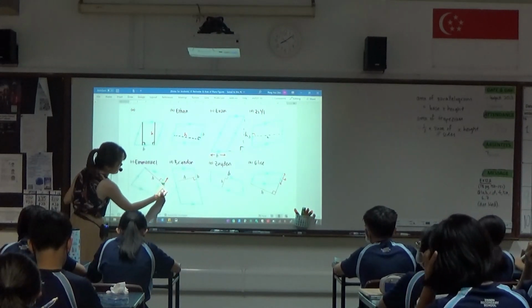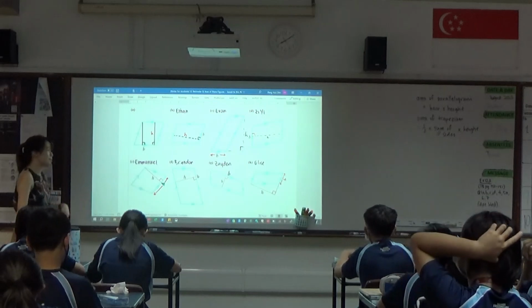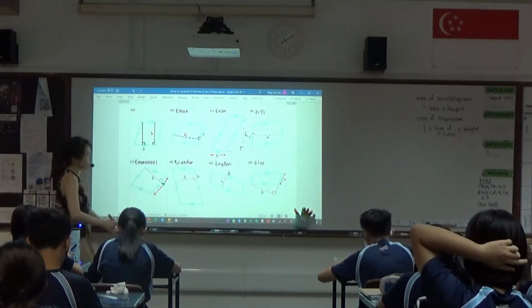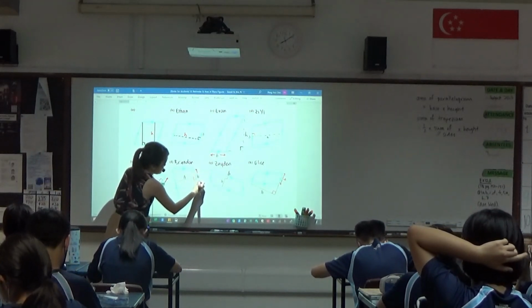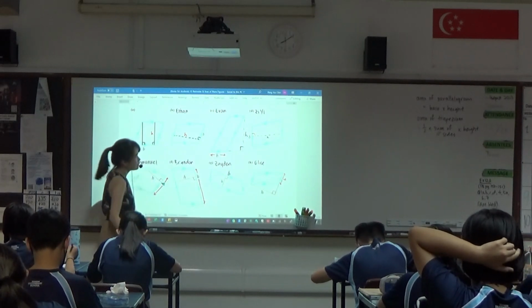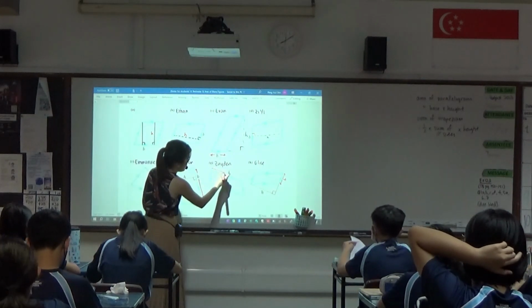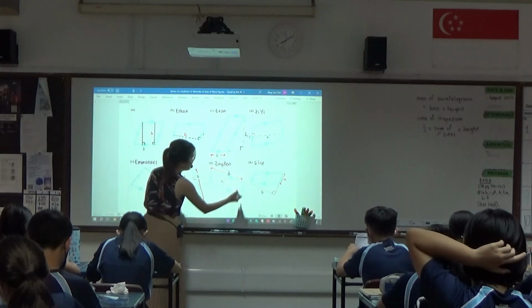Then in part E, Emmanuel recognizes that the base is actually here. Just to be clear, I'll draw this in. And then for Brandon, he also recognizes that the base will have to be this side here. And for Zayden, this is the base that he recognizes.